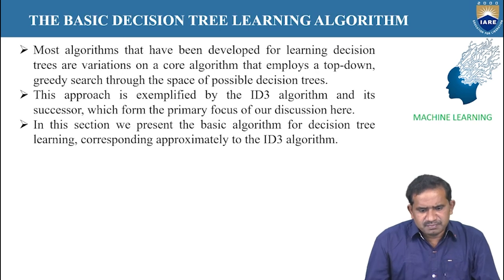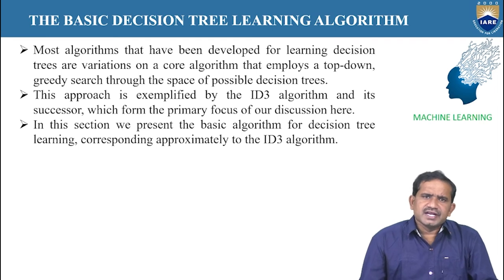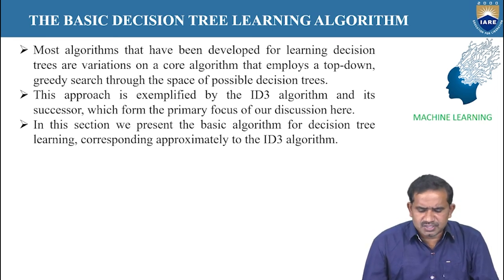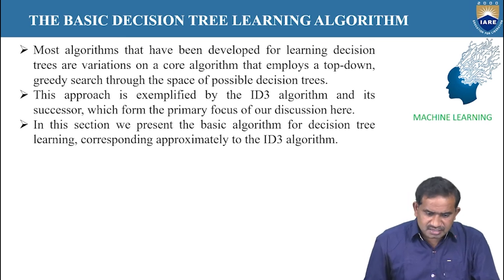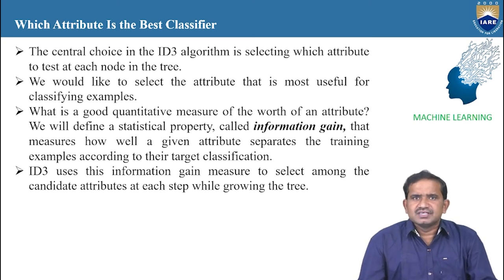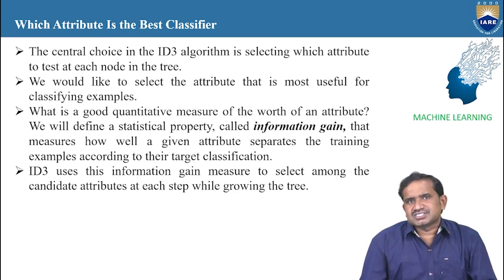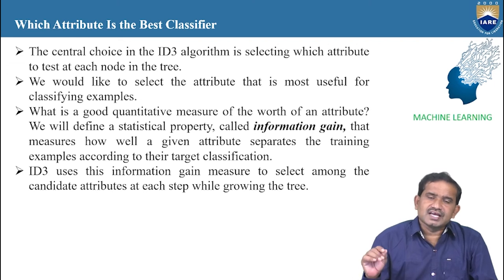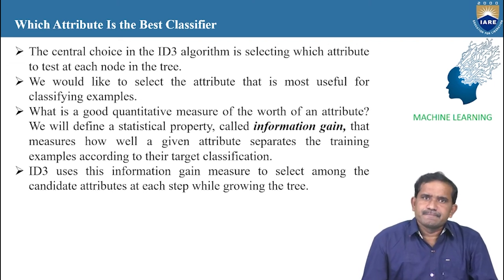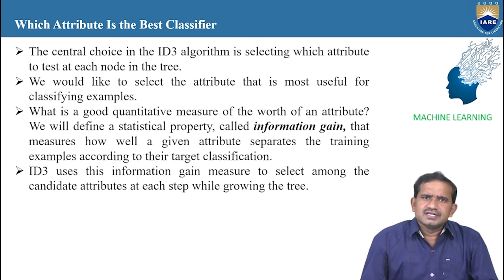Then we discuss the basic decision tree learning algorithm, mainly the ID3 algorithm: what ID3 means and what the basic procedure in the ID3 algorithm is. We will discuss these one by one. The last concept is the best classifier, which is the best attribute for the entire decision tree construction. From this best attribute at the decision node, it is easy to start constructing the decision tree representation.